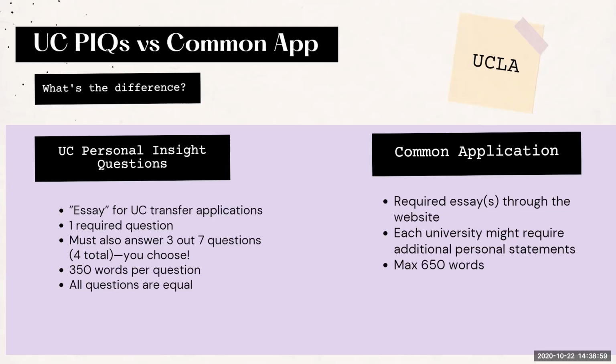For the Common App, there is a maximum of 650 words, so a little more than the UC Personal Insight questions, but 650 words may also not seem like a lot of space to give your life story. So we're going to be talking about how we can best paint the picture of who you are, so that way these colleges and universities see who you are.